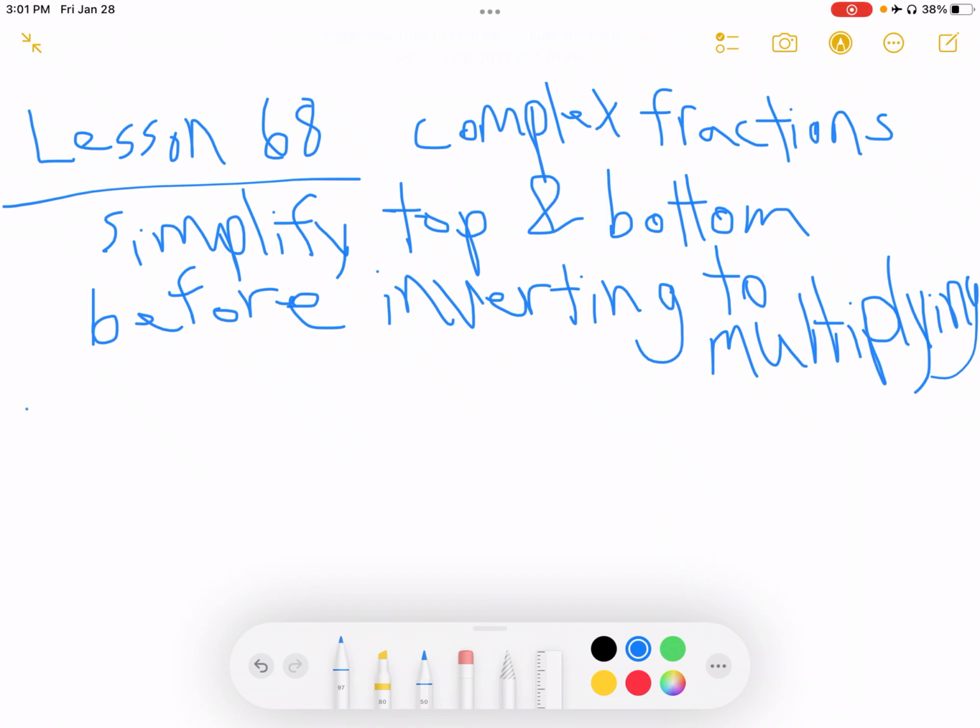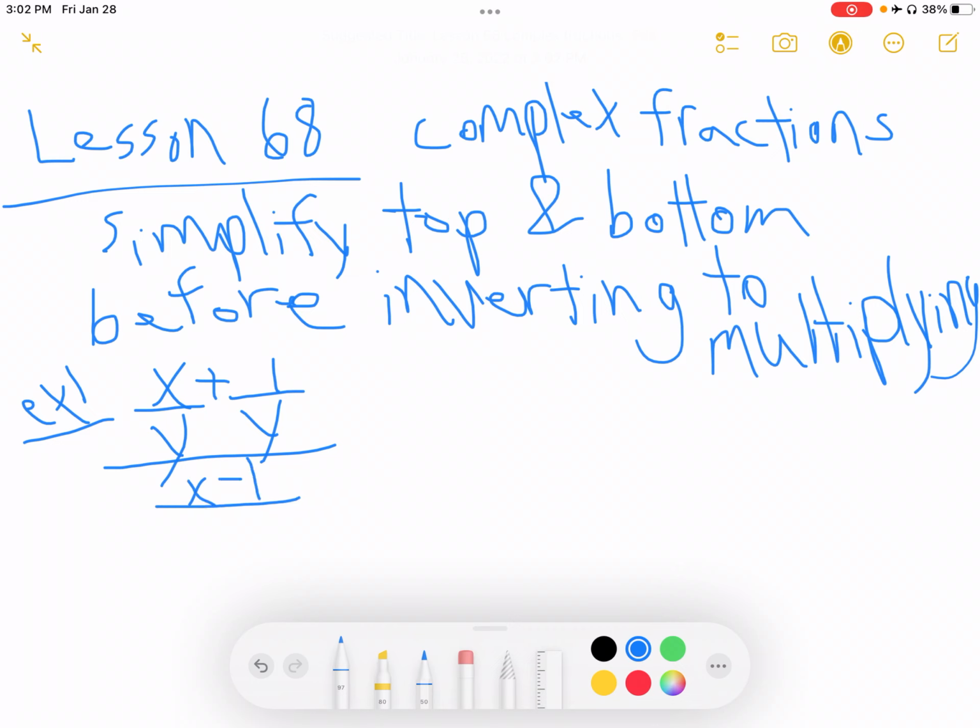So if we had example 1 here, and I should have enough room here, we'll see. Okay, so for example 1, we had x over y, and then we had plus 1 over y. Okay, so that was our top, and then the bottom was x over y minus 1 over y. Okay, so I can go ahead and get a little more clear about that. So it's x over y, and then it's minus 1 over y.